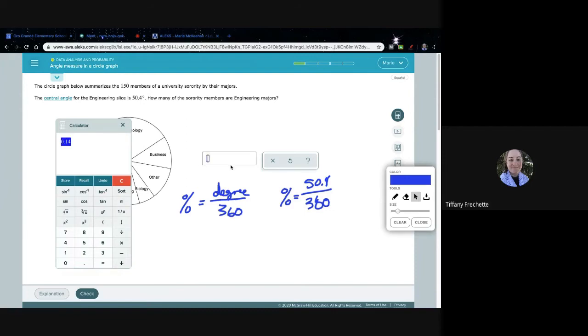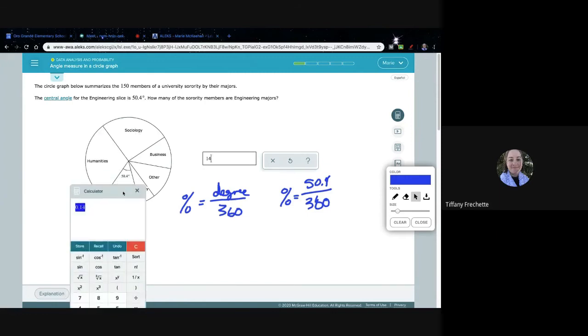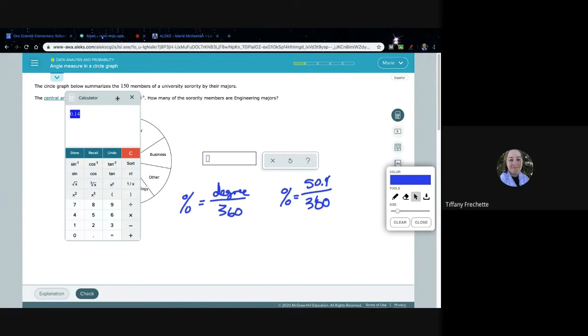Remember, we don't want 0.14 moved 2 decimal places over to the right, so we get 14. You know what? We're not done yet. We don't want to type in 14 because there is no percent sign here. That's how I knew it wasn't just stopping at percent. So we know that our percent equals 0.14.